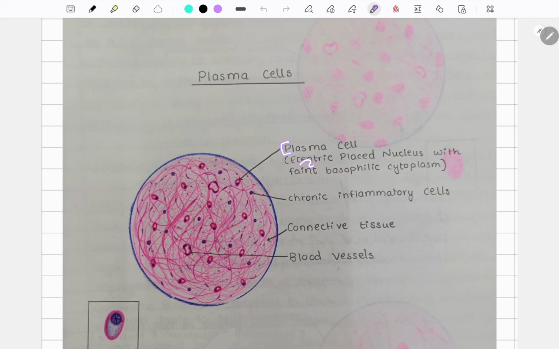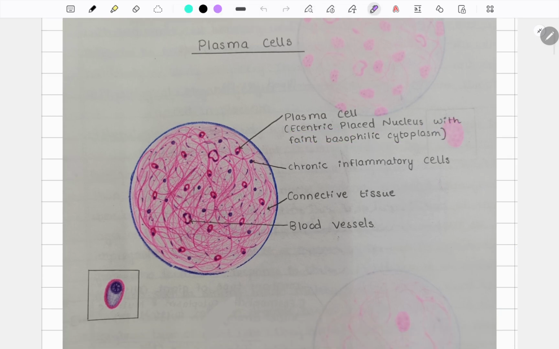For plasma cells, this is the identification feature: eccentrically placed nucleus with faint basophilic cytoplasm, and this eccentrically placed nucleus shows a cartwheel appearance. See, you can see over here, this is a cartwheel appearance of the eccentrically placed nucleus. You can see that the nucleus of the cell has been shifted to one side in the slide, and it will be basophilic in appearance. This will be your slide. This will be the diagram to draw for plasma cell, and this will be your identification to write for plasma cells.